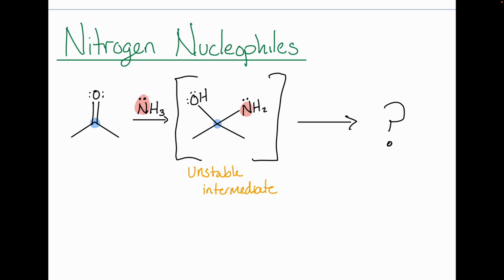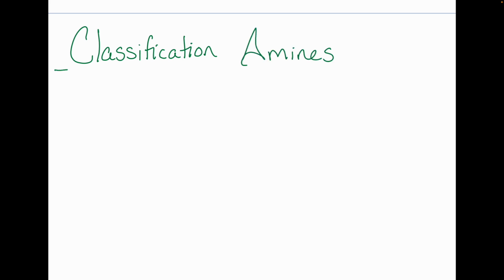Okay, before we go on, we've got to talk about nitrogen nucleophiles real quickly. It's important that we classify these compounds. We've talked about classifying carbons and alcohols and alkyl halides. Now we need to talk about classifying amines. All right, these are our nitrogen-containing functional groups here. So the simplest one, which technically isn't even an organic molecule because there's no carbons in it, is what's called ammonia.